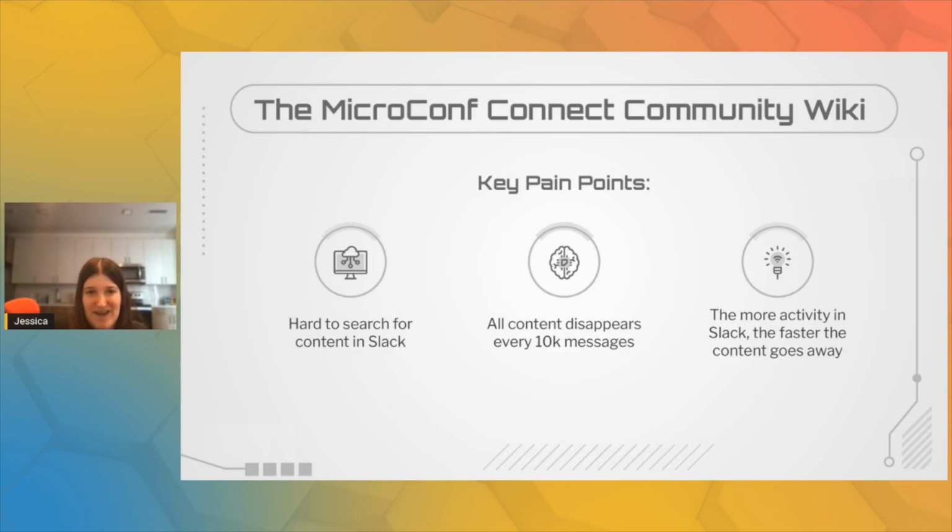One, if you're in Slack, you know it can be hard to search for content. Their search functionality leaves a lot to be desired. In addition, all content disappears after 10,000 messages, and the more activity there is in Slack, especially with a couple thousand members in the community, the faster that content goes away. So this community wiki is designed as a way to search the best of the evergreen content in one place that any community member can find.